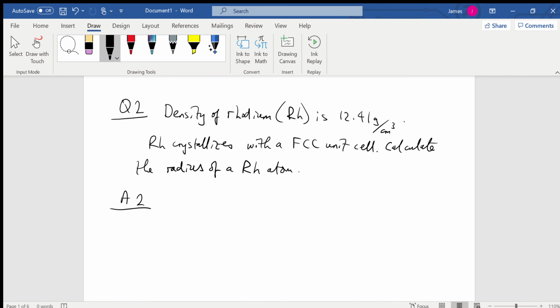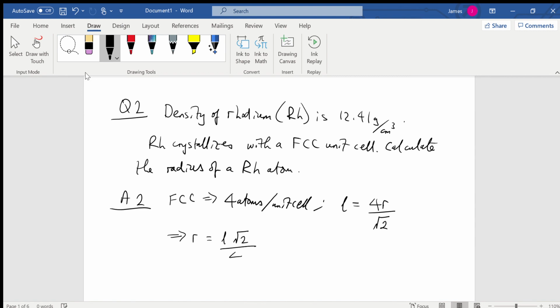Okay, so let's see what we know. Well, we know it's FCC, face-centered cubic. So we know there's 4 atoms per unit cell. We also know that the edge length is 4 times the radius over root 2. Okay, so we've got immediate access to the radius, because therefore the radius is the length times root 2 divided by 4.